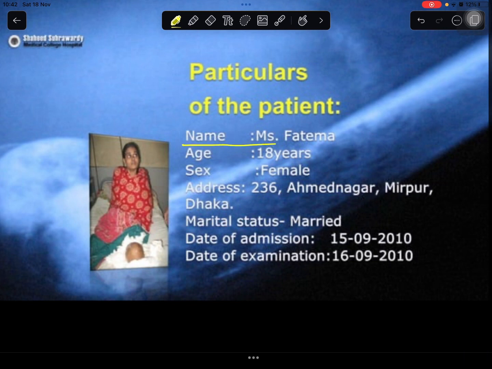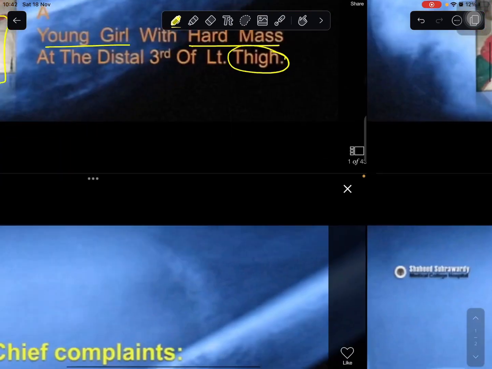What we have found is that her age is 18 years. The name is Miss Fatima. Her age is 18 years. This is suggestive of the fact that she is an adolescent. 18 years suggests that she is an adolescent, and so other things are not so important for our diagnosis.